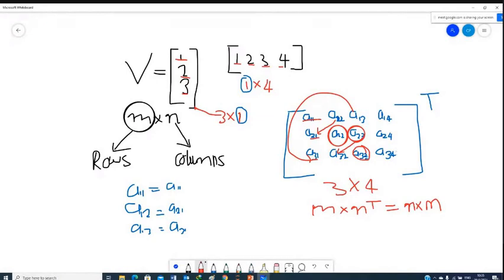A34 becomes A43. So therefore this structure changes from a 3x4 matrix to a 4x3 matrix. It will have 4 rows and three columns.